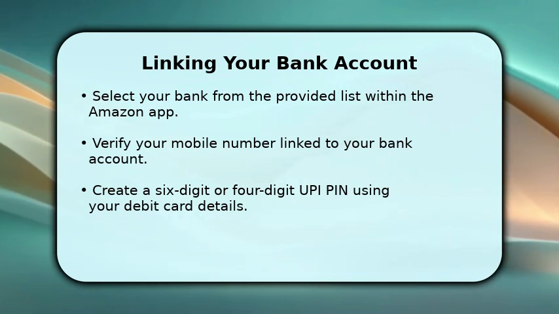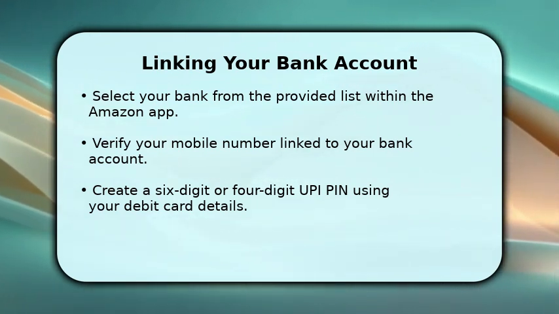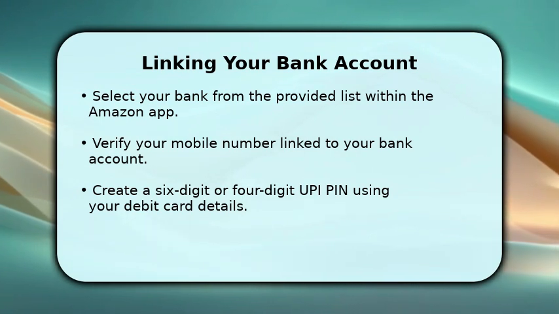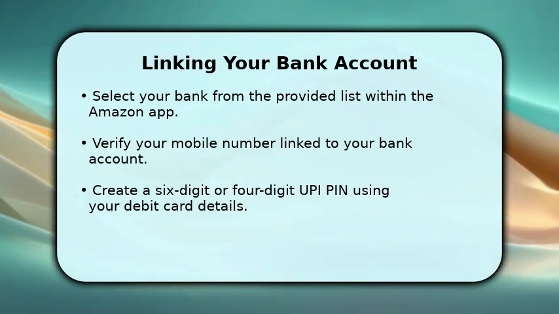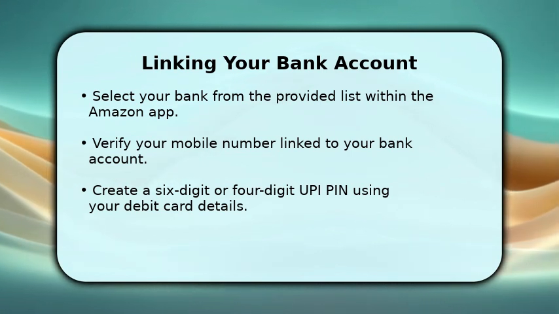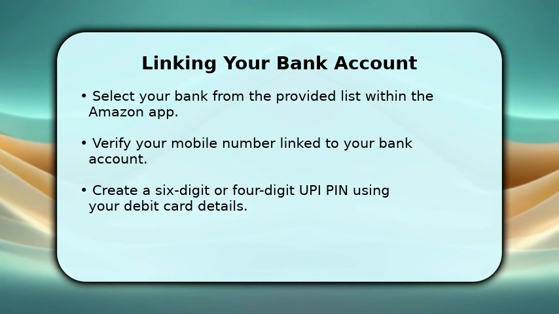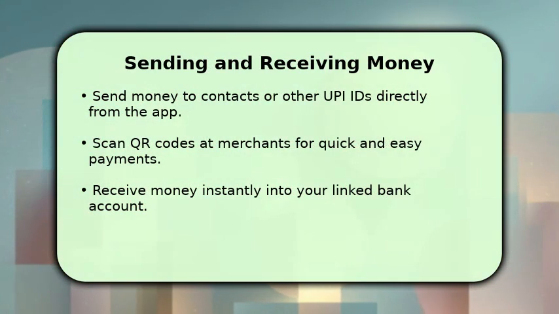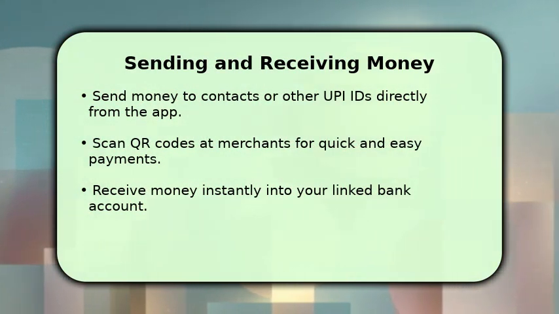After verification, you'll be prompted to create a secure UPI PIN. This usually involves using your debit card details, specifically the last 6 digits and the expiry date, to set up a 4-digit or 6-digit PIN for transactions. Once your Amazon UPI is set up, sending money is simple.